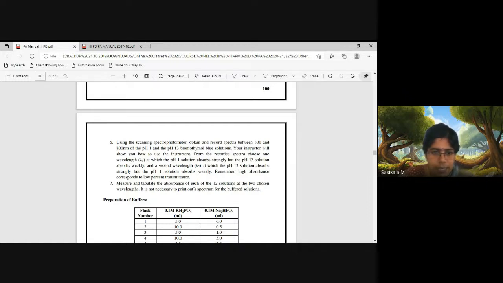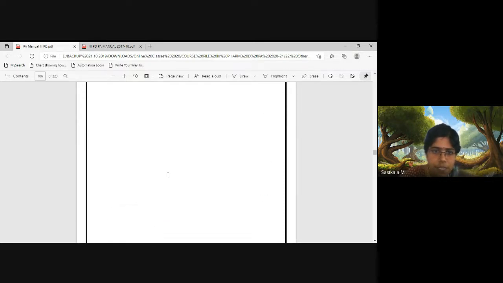So we can analyze lambda max for the compound between 300 and 800 nanometer. Then from the recorded spectra, choose one wavelength at which pH 1 solution absorbs strongly, that is 430 nanometer, and find out another for pH 13, that is 555. So it is chosen by scanning only.